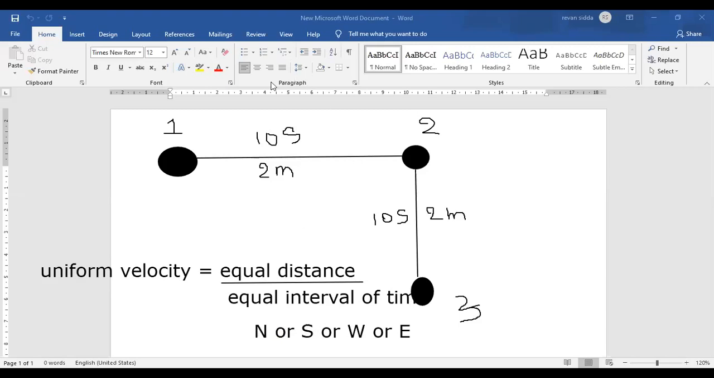Specified direction, in the sense it may be any direction. It may be north, it may be south, it may be west, it may be east. Understood everyone? Okay, and now the unit of velocity.